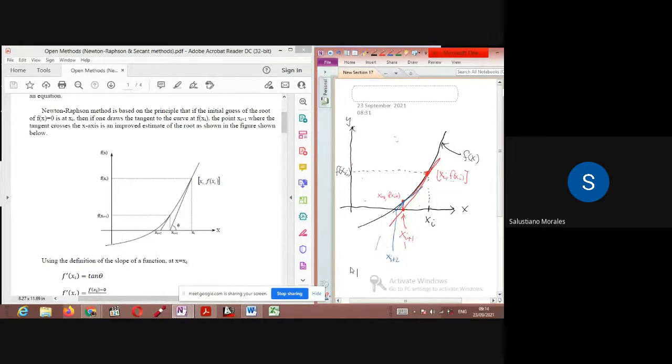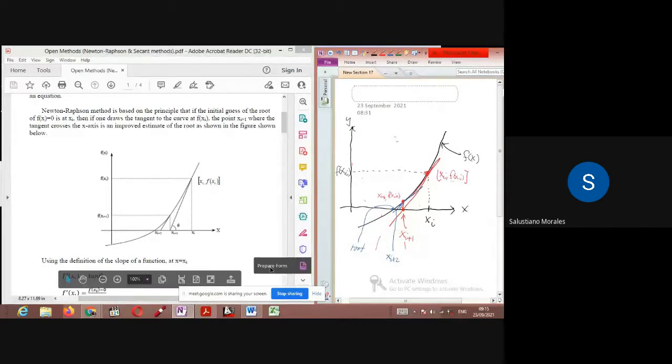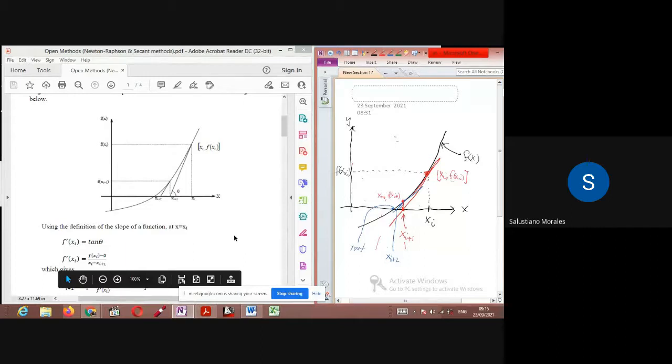So makita natin in our illustration that our approximation of the root will approach now the location of the root. It is this one. So this is the root. So it will approach that. So how could we determine the formula, or how could we determine the values of xi plus 1 and xi plus 2 and so on? So we can derive that by using the formula for the slope.